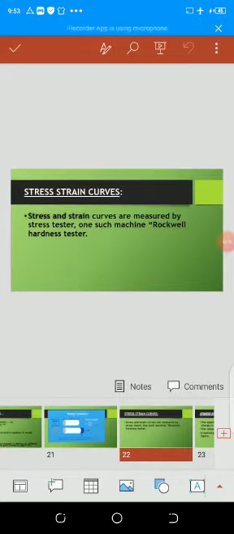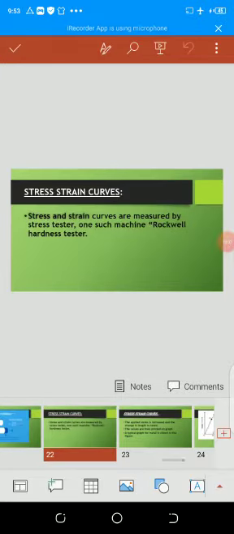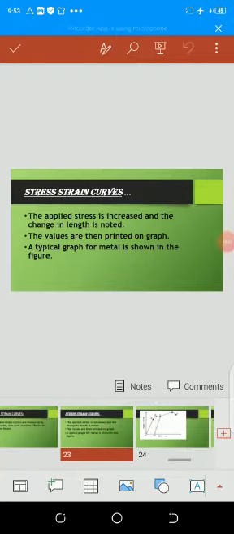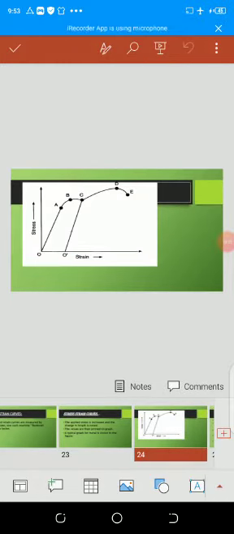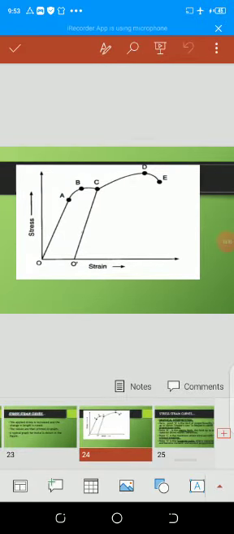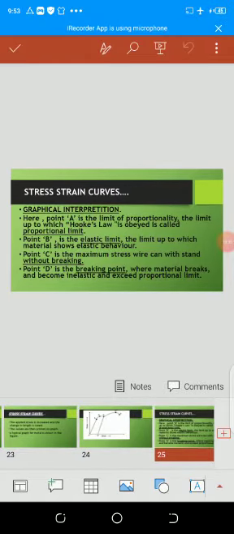Now stress strain curves. Stress strain curves are measured by a stress tester, one such machine is the Rockwell hardness tester. Now, stress strain curves: we apply stress that is increased and the change in the length is noted. The values are then plotted on a graph. A typical graph for a material is shown in the figure. Look at this diagram. This is the diagram when we check the stress we are applying and the strain we are showing like this.